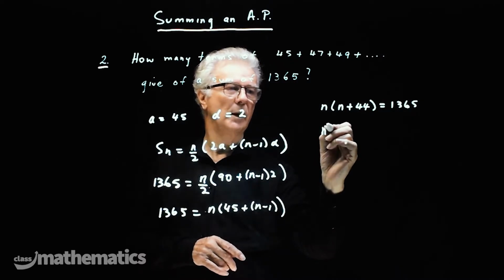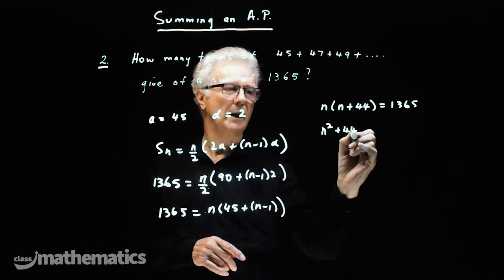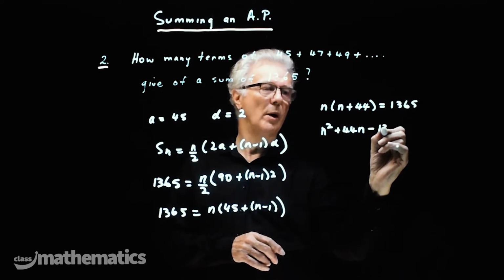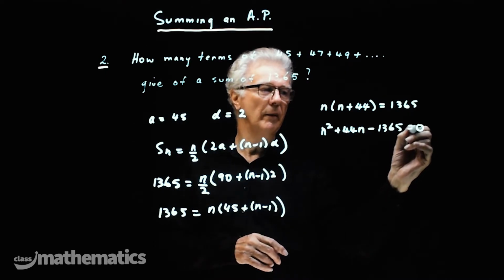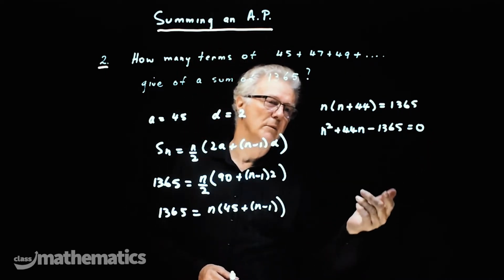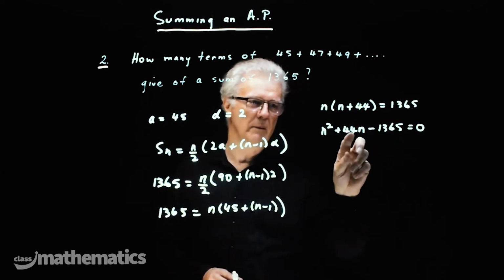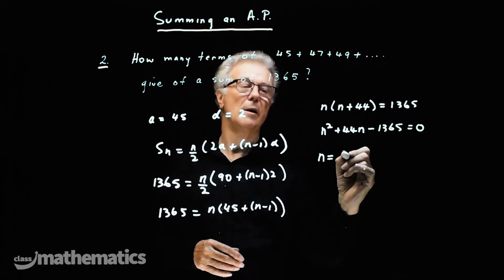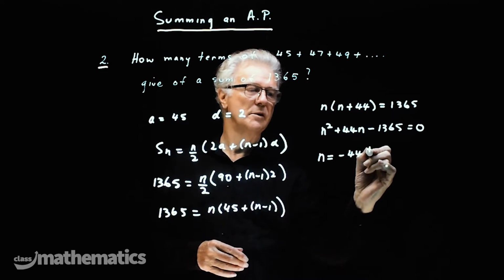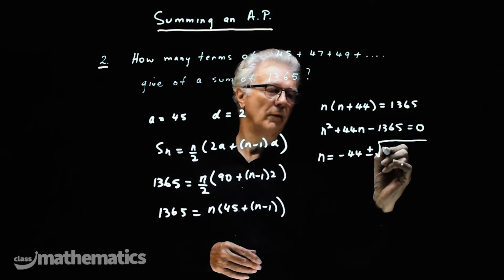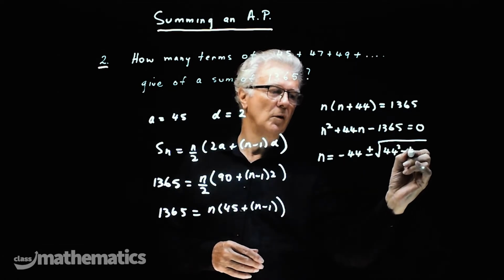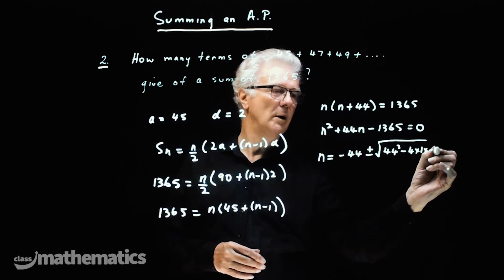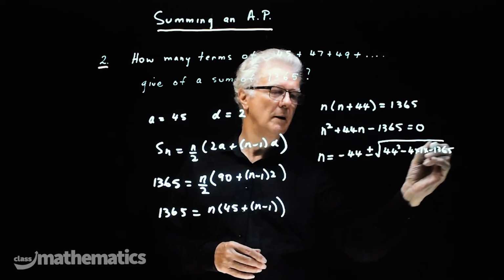Removing the brackets, we get n squared plus 44n, and we'll bring this across to the other side. We're going to get minus 1365 equals 0. Now I'm not going to try and work out the numbers that are multiplied to give me minus 1365 and add to give me 44. I just use the quadratic formula. So we'll see that n is equal to minus 44 plus or minus the square root of 44 squared minus 4 times 1 times the c, which is the minus 1365, and that's all over 2.